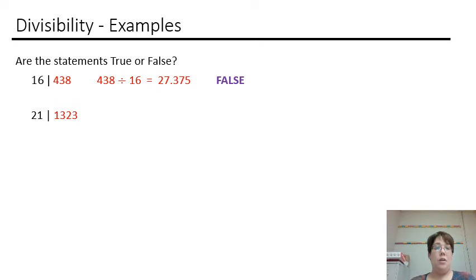Now let's look at the next one. So 21, does 21 divide 1323? So we're going to take that 1323 and divide by 21. We get a nice answer of 63. So in this case, that is true. So those examples in your homework should be, grab a calculator, and they should be fairly straightforward.